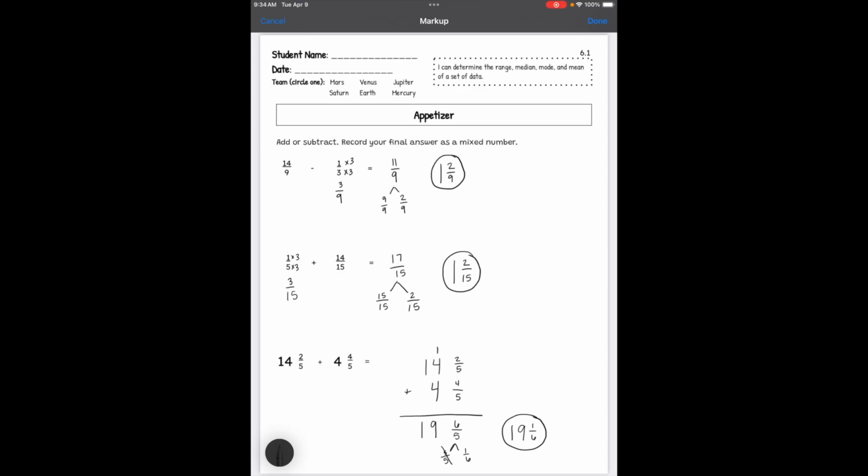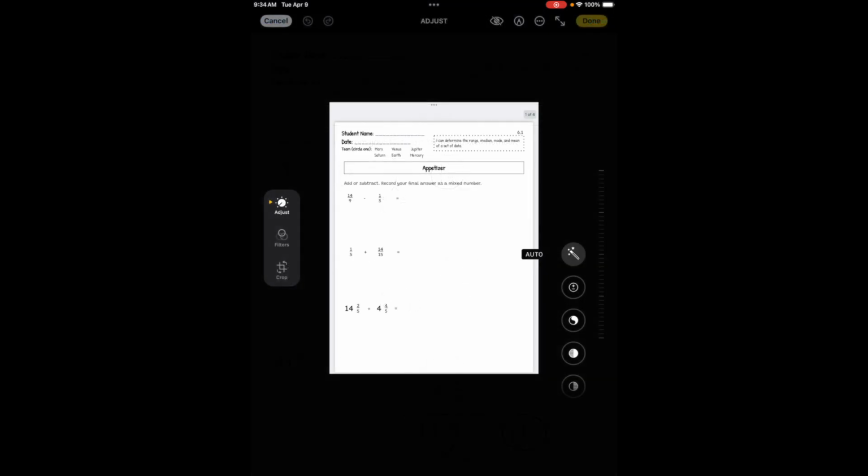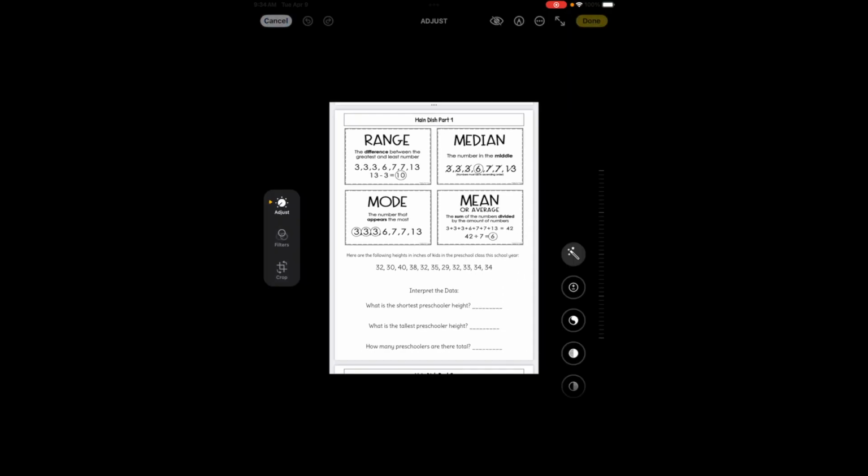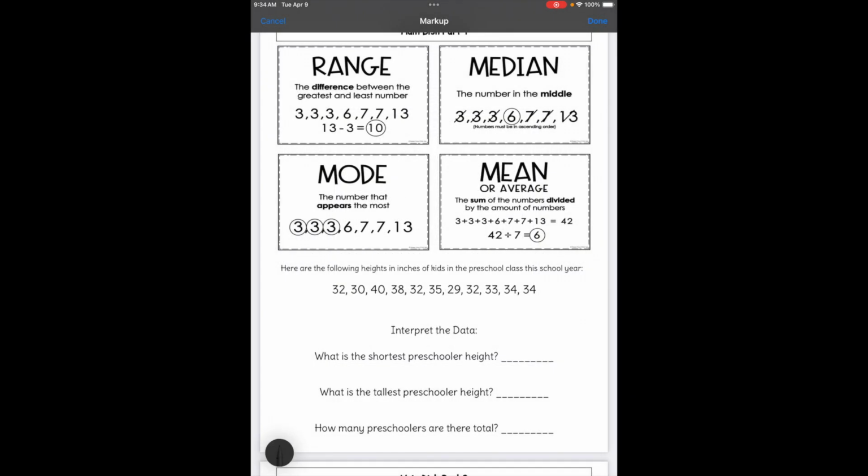Today we're going to be reviewing things that we did on Data Day, where we were looking at a set of data and we were able to determine the range, median, mode, and mean of that set of data. So go ahead and turn to Main Dish Part 1, and we're just going to review these vocabulary words.